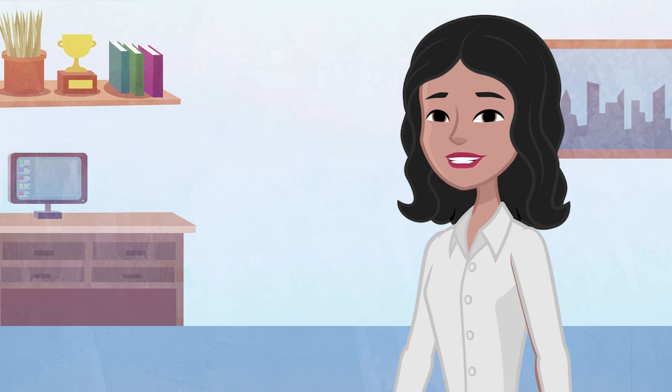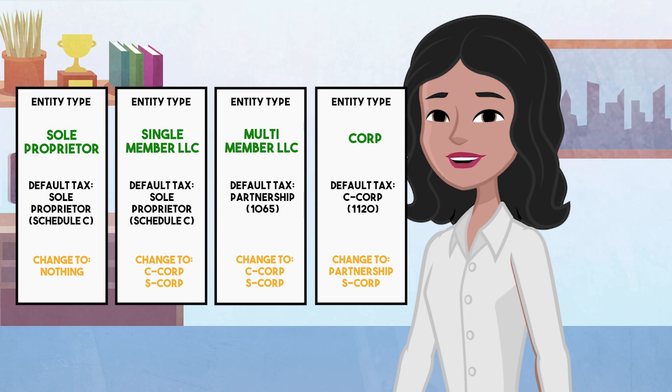Step 1. What is an entity type? Entity type refers to the legal structure or form a company takes, such as a sole proprietorship, partnership, corporation, or LLC, which determines its rights, liabilities, and taxation. So what are the entity types? The basic entity types are sole proprietor, limited liability company, partnership, and corporation.